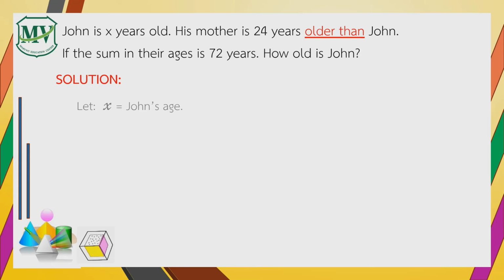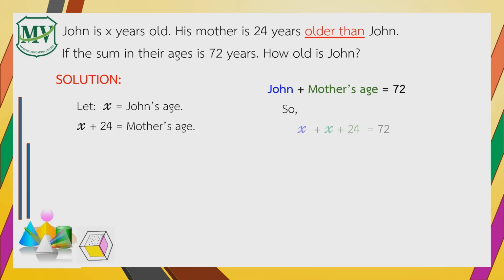Solution. Let x be John's age. Then x plus 24 is the mother's age. John plus his mother's age is equal to 72. So we are going to come up with our equation as x plus x plus 24 is equal to 72, or simply, 2x plus 24 is equal to 72. Then use the subtraction property of equality, which allows us to subtract 24 from both sides of the equation. Cancel 24 from the left side of the equation and subtract 72 minus 24 from the right side of the equation. And it will become 2x is equal to 48.